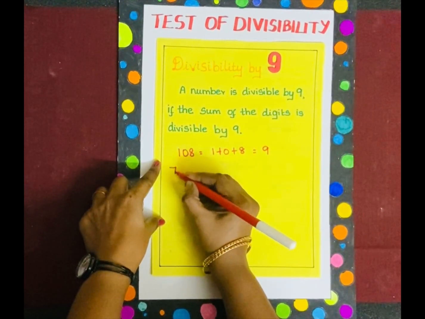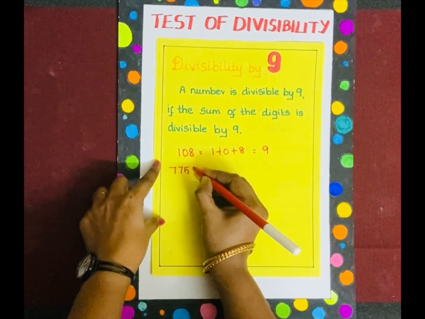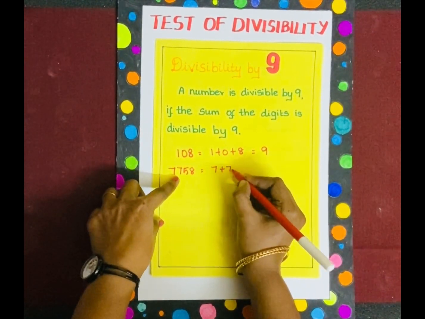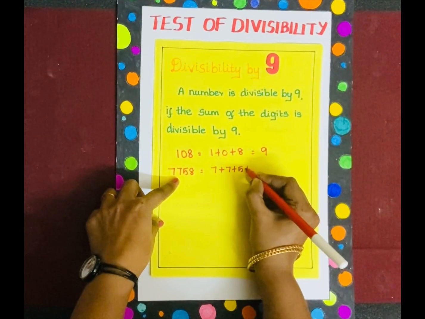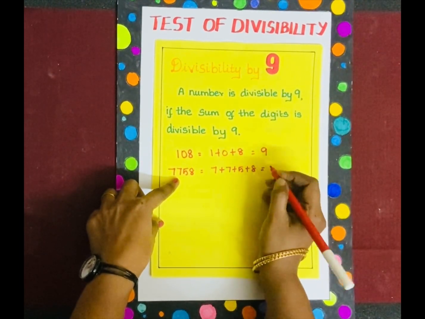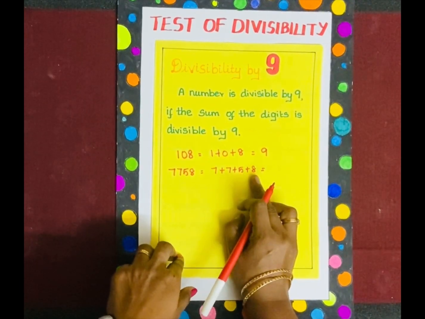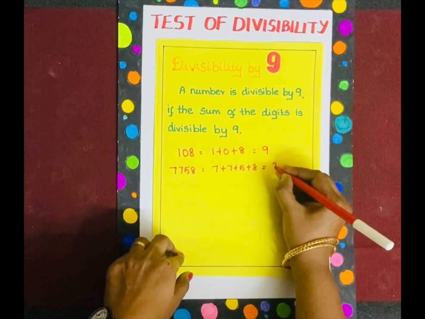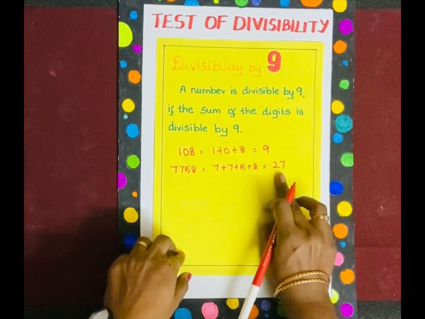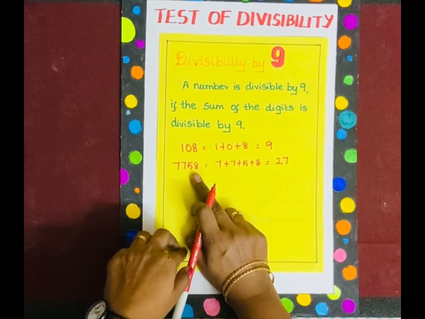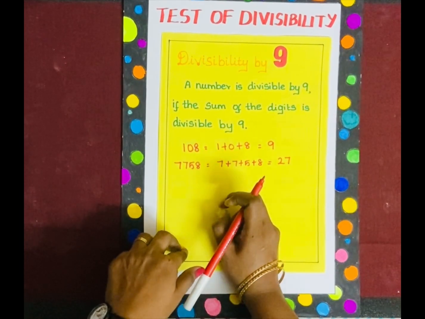Next example, 7,758. We have to add 7 plus 7 plus 5 plus 8. 7 plus 7 is 14. 14 plus 5 is 19. 19 plus 8 is 27. So 27 comes in the 9 table. So 7,758 is divisible by 9.